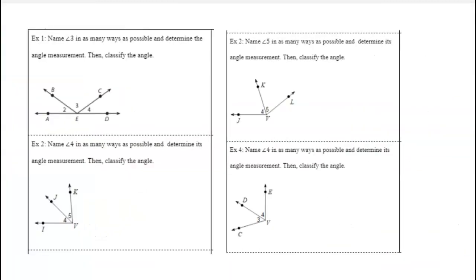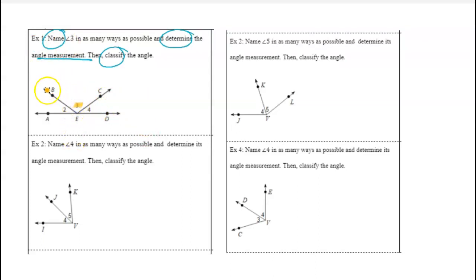Okay, so now to some examples. This should be a printout that you have. And we're going to read through the directions. We are going to name angle 3 in as many ways as possible and determine the angle measurement. Then we're going to classify the angle. So I'm doing many things here. First is naming. I'm naming angle 3, so I want to take my highlighter, and this is angle 3 here.